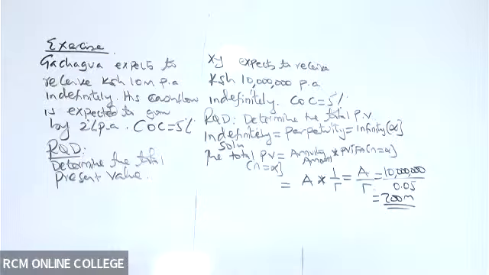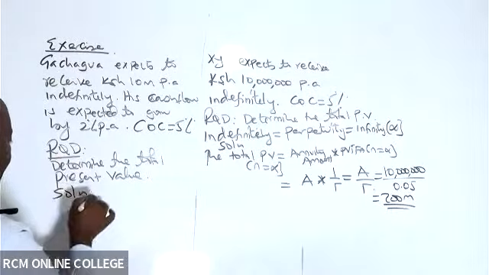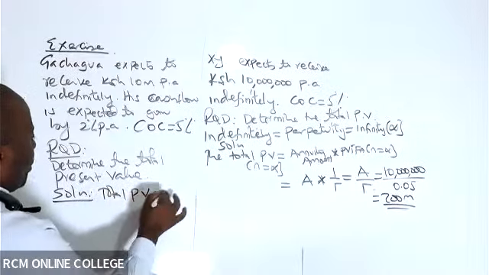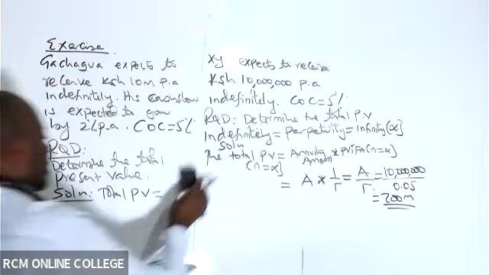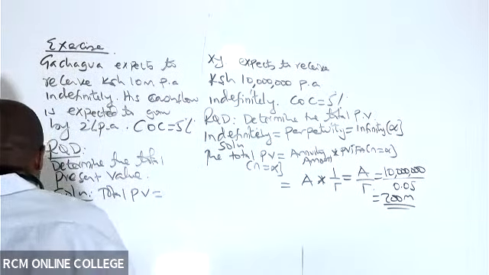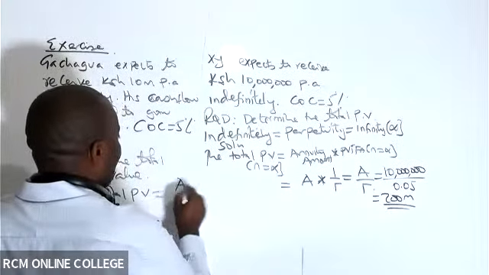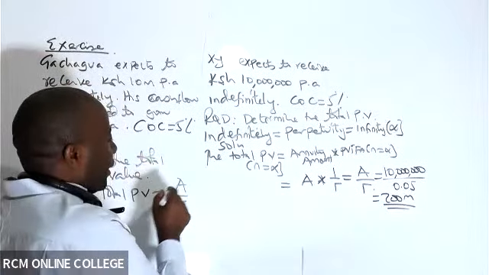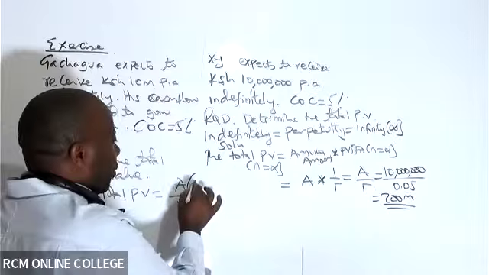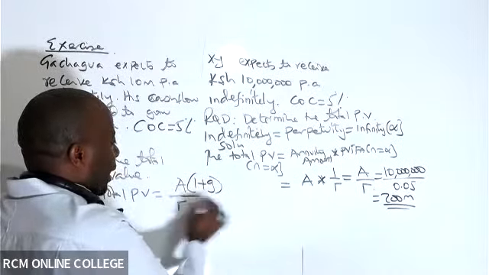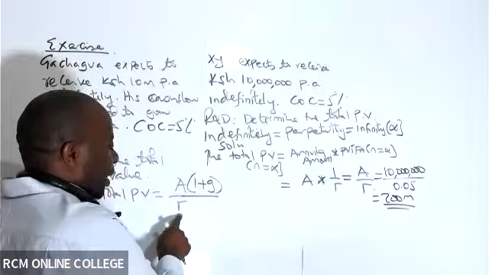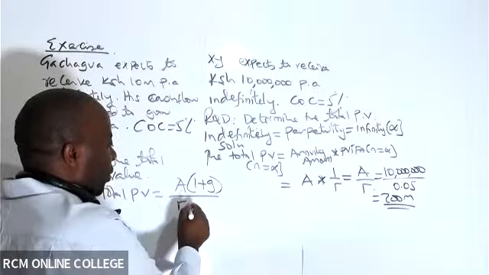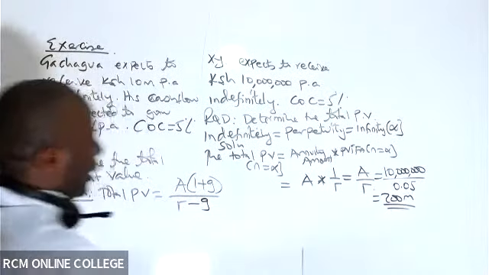Very easy solution. I will remember very fast that the total present value is equal to amount over r. And this amount now is not constant; there is some growth rate. Whenever there is a growth rate, we come on top with 1 plus g, and then we do an adjustment for this rate of return. We deduct g.